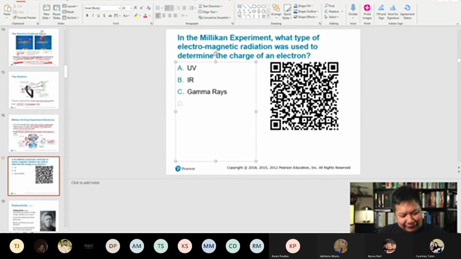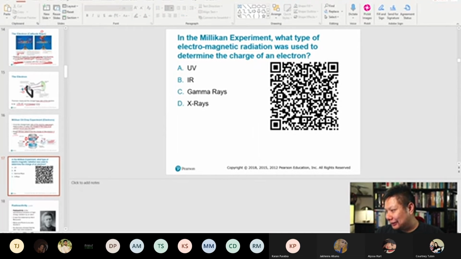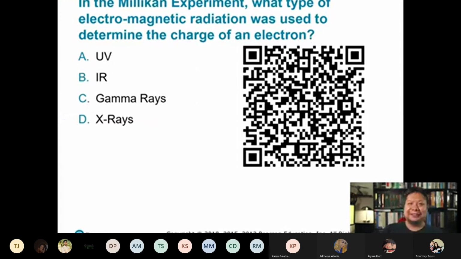See, this is what I call creating a PowerPoint during the lecture. It's awesome. X-rays, okay. There we go. And then we'll open that back up again. So go ahead now. Scan that QR code and answer the question if you can.